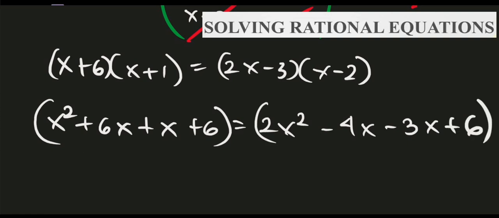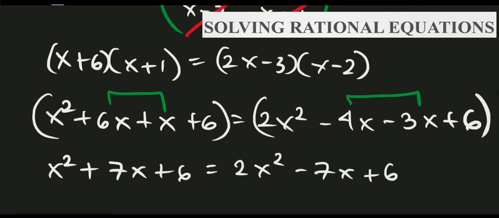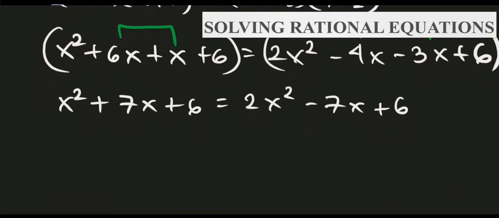Alright, so let's combine the like terms here. So we have 6x and negative 4x as our like terms or common terms. So it will give us x squared plus 7x plus 6. And that is equals to 2x squared. Okay, and negative 4 minus 3 is negative 7x. Copy the remaining plus 6. Right, so let's combine the like terms or isolate the values of x for this given problem.